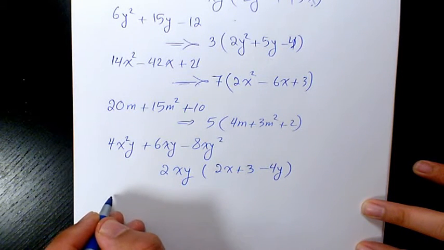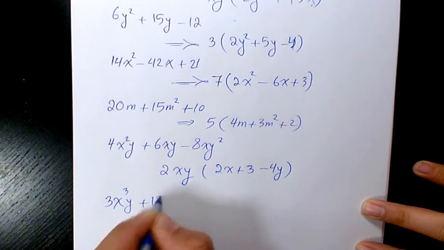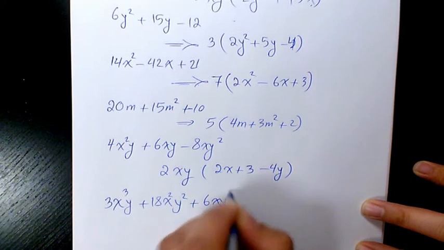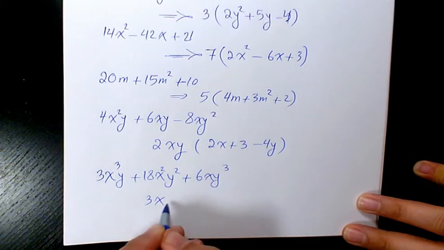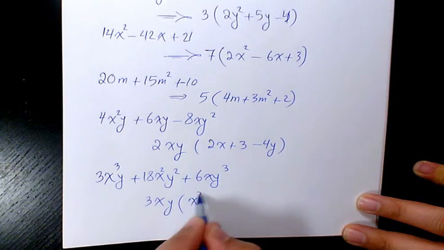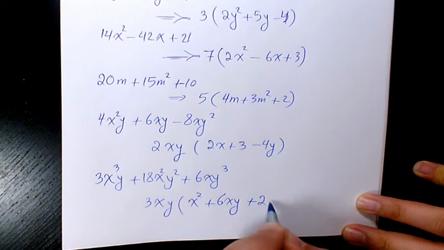Next one is going to be 3x cubed y plus 18x squared y squared plus 6xy to the power of 3. You can factor 3xy, and that's going to make it x squared plus 6xy plus 2y squared.